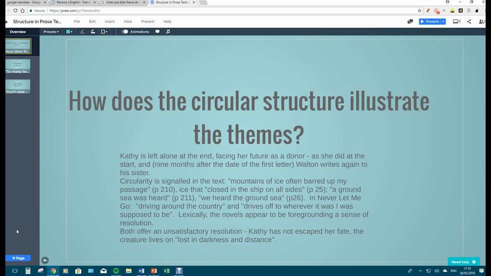Whereas here, of course, both of the endings to these novels are open. So Kathy remains trapped on her inevitable journey towards a fate that is laid out for her by others, and in Frankenstein, Walton never does return home. Oh, rather, I beg your pardon. In Frankenstein, Walton does return home, and Victor dies, but of course it's the creature that lives on, lost in darkness and distance, and, as I always say to my classes, still roams the streets of Godalming.